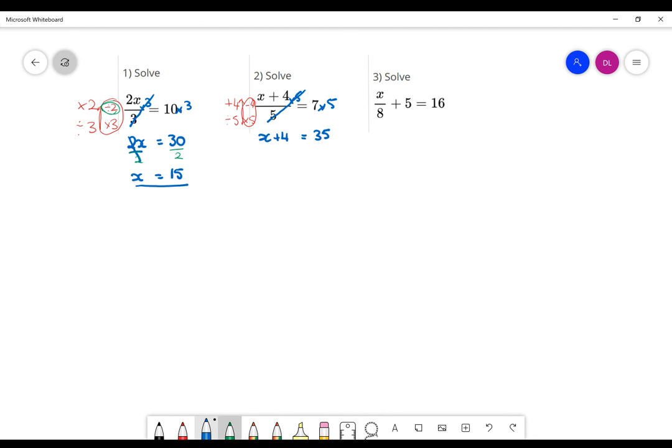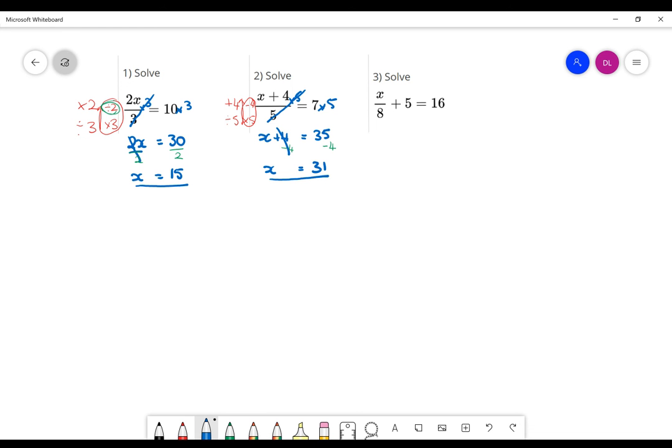The next step is to remove the plus 4. The opposite is minus 4. So we're using the balancing method, and underneath these two will cancel off, and that will leave you with x on the left, and 35 take off 4 is 31. This is our answer to the problem.